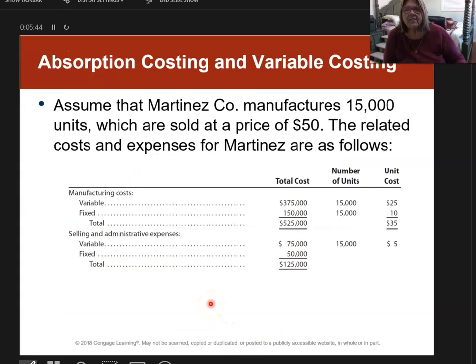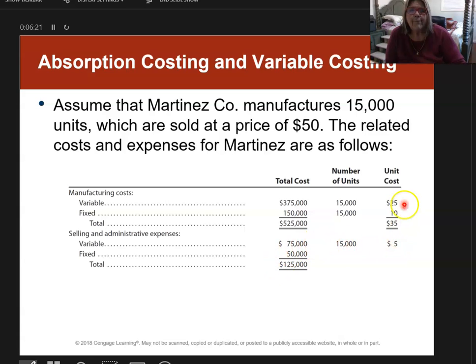Okay, so let's take a look at this example. Martinez Company is going to make 15,000 guitars. Let's see, are we talking guitars? I'm not sure what we're talking here. Whatever they're making, 15,000 units, and they're going to sell them at $50 each. So here is the breakdown of my costs for these units. Here's my total number of units, my total variable manufacturing, my variable factory overhead, and my fixed factory overhead. Then my selling and admin are called my operating expenses. And here's what they are.